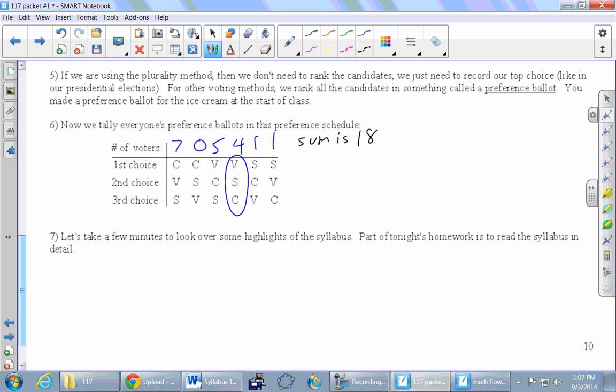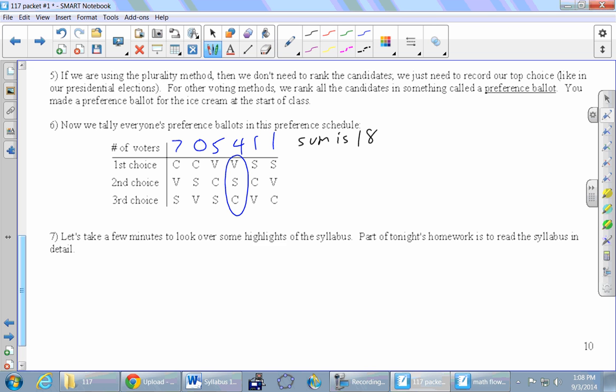To be clear, this doesn't mean that one person voted chocolate, vanilla, strawberry, and one person voted the next thing, right? This is everybody all smushed together, grouped together, based on your preferences. So that first column is worth a whole lot more than the last column, right? 7 of you are in that first column, only 1 person in the last column. Okay, so that's called the preference schedule.